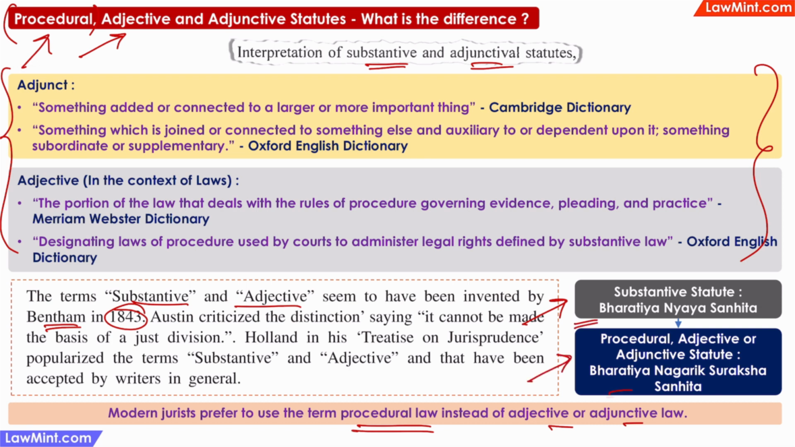A simple example of a substantive law and an associated procedural law are the Bharatiya Nyaya Sanhita and the Bharatiya Nagarik Suraksha Sanhita. The Bharatiya Nyaya Sanhita defines various crimes and specifies the punishments. So this is a substantive law. And the Bharatiya Nagarik Suraksha Sanhita provides the procedures for giving effect to the substantive law. So this is a procedural law.